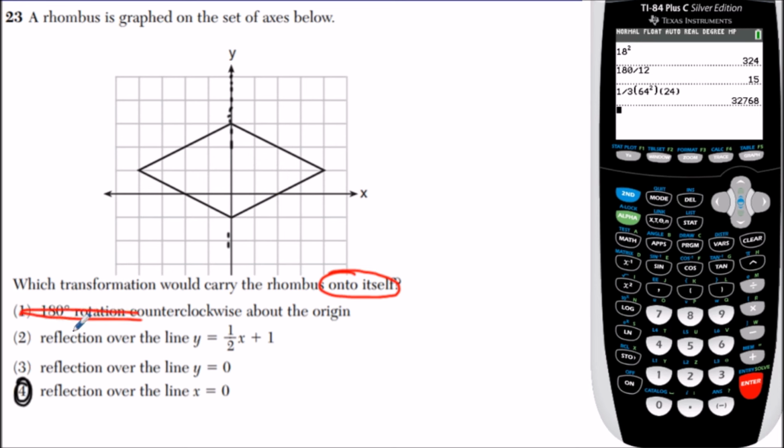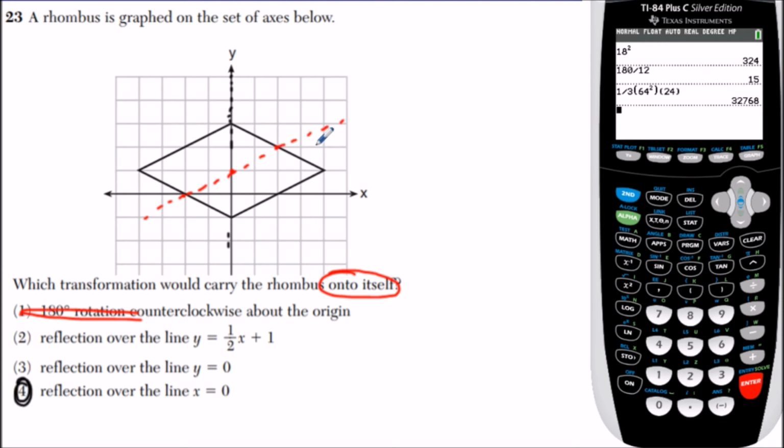Choice 2 is a very cruel answer. This one throws students off because if you know how to graph this, 1/2 x plus 1, we have a y-intercept of 1, and we have a slope of positive 1/2, so we rise 1 and run 2. So that line would actually go this way. And people think, oh, it kind of looks like it's cutting it in half, so that could be a line of symmetry.